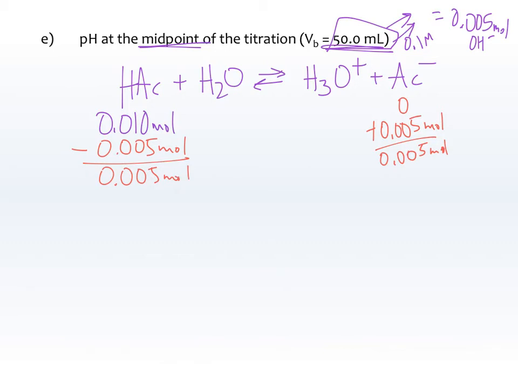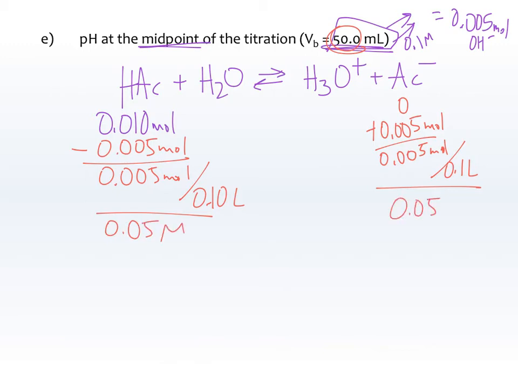Once I've got the moles, now I'm going to divide by the new total volume. That's 50 milliliters here, plus the 50 milliliters from the beginning is 100 milliliters. So that's 0.1 liters. So 0.05 divided by 0.1 liters, 0.05 molar. At this point, the reaction comes to equilibrium. That is minus x plus x plus x. And then you can use your Ka expression.